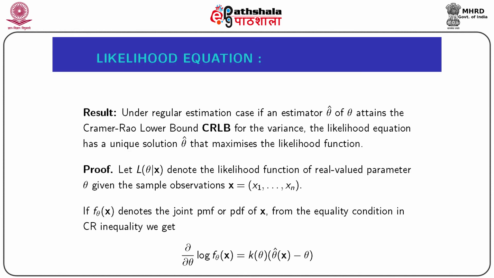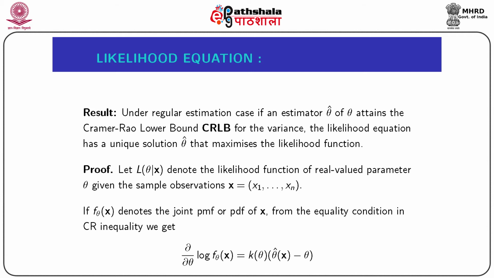Next we go to another important result. Under the regular estimation case, if an estimator theta hat of theta attains the Cramer-Rao lower bound for the variance, the likelihood equation has a unique solution theta hat that maximizes the likelihood function. That means theta hat is the unique maximum likelihood estimator of theta. This result can be considered as the criterion of uniqueness of the maximum likelihood estimator.